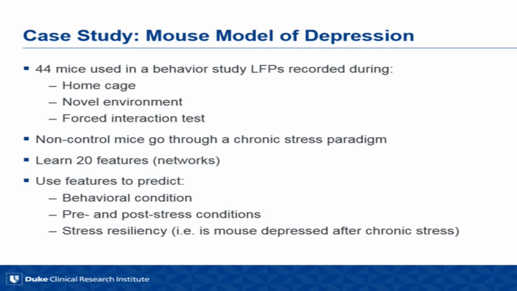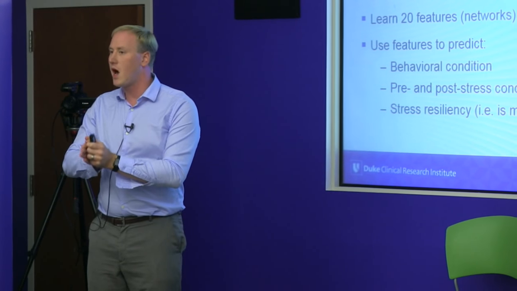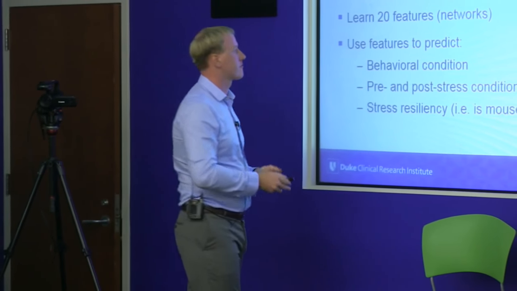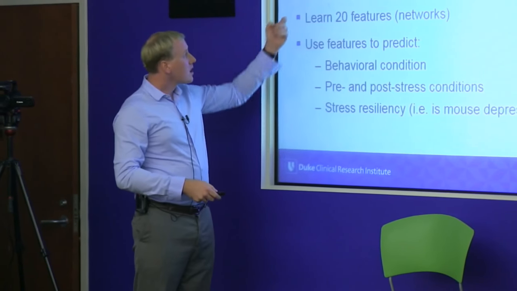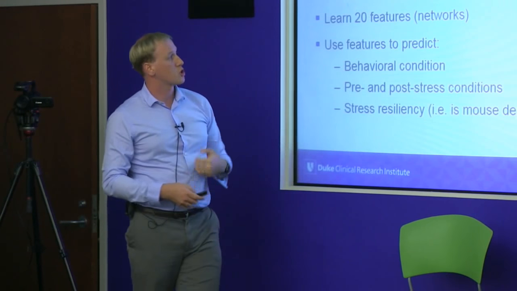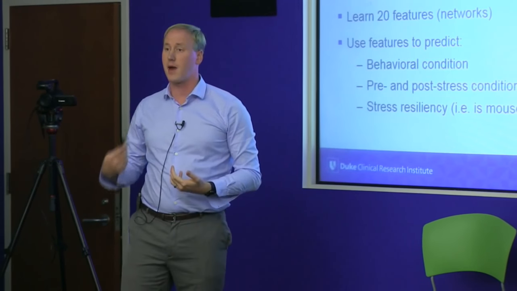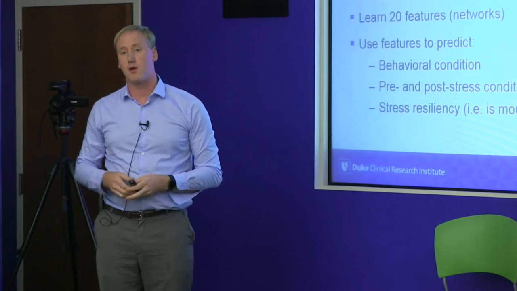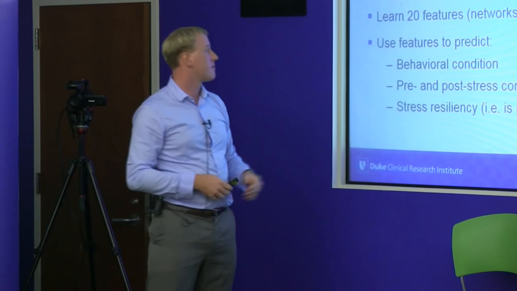So in the forced interaction test, you have this mouse in a novel environment, and then a larger threatening mouse is introduced to the environment. And the mouse you're testing on and measuring from is protected, but it may not feel protected. So it is actually a pretty frightening experience for the mouse. And we have control mice, but all the non-control mice are going to go through a chronic stress paradigm. So this is a common paradigm for inducing depressive-like behavior in an animal model.